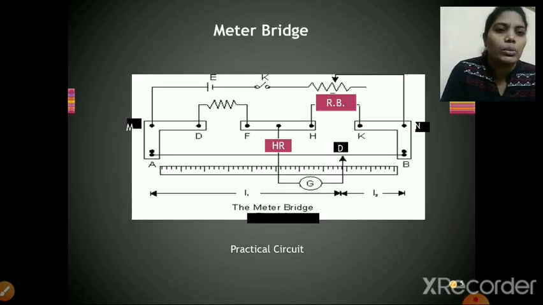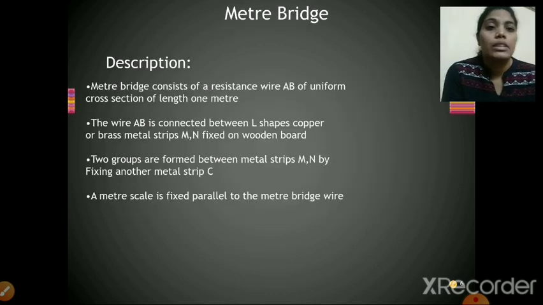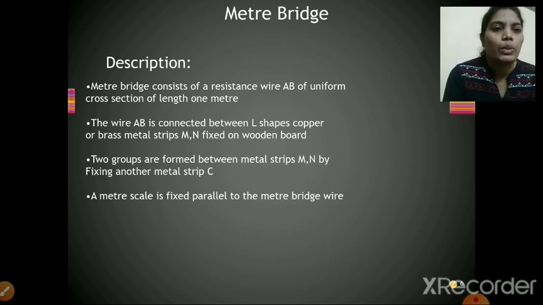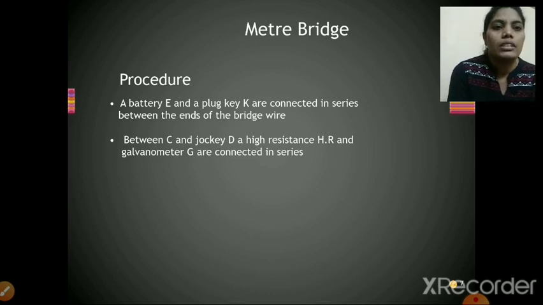So let us move on to the diagram here. The meter bridge consists of a resistance wire AB, which is of uniform cross section and of length 1 meter. The wire AB is connected between L-shaped copper or brass metal strips. These strips are M and N, which are fixed on a wooden board. Now, when we place these metal strips, they form two gaps with the help of another metal strip C. Now, a meter scale is fixed parallel to the meter bridge wire. Now, a battery and a plug key are connected in series between the ends of the bridge wire, and between C and jockey D, a high resistance and a galvanometer are connected in series.